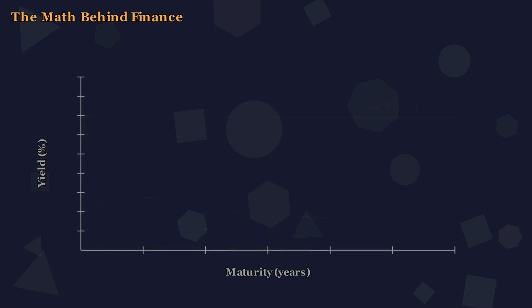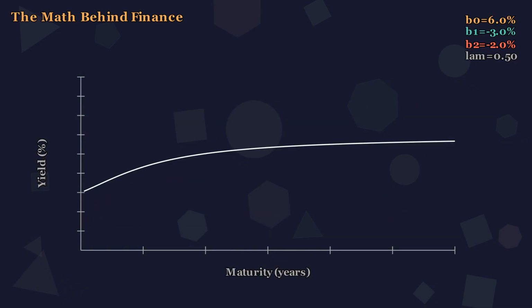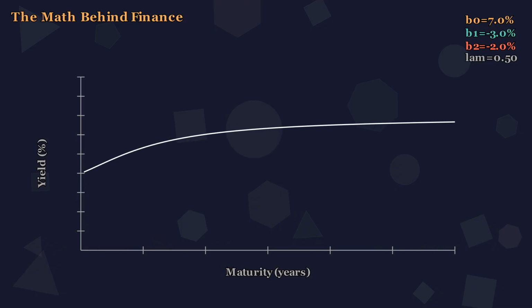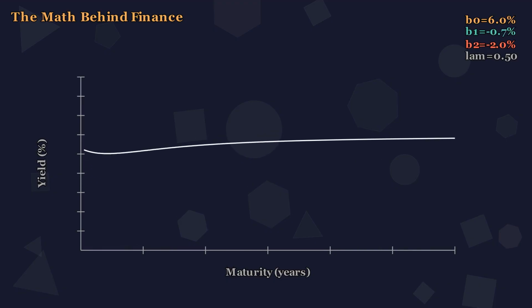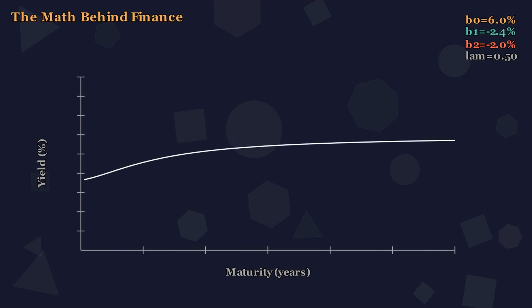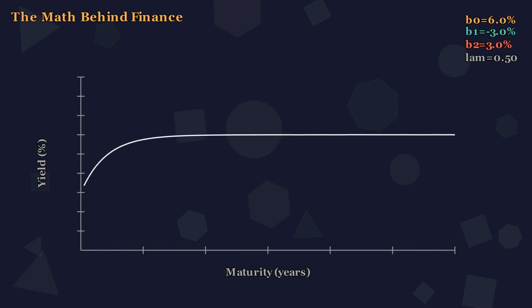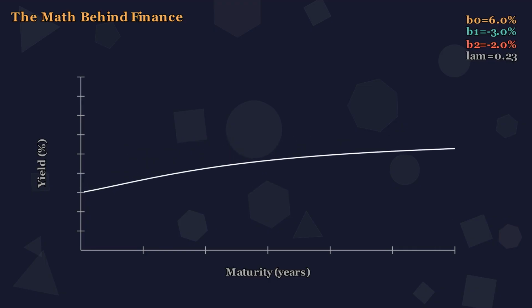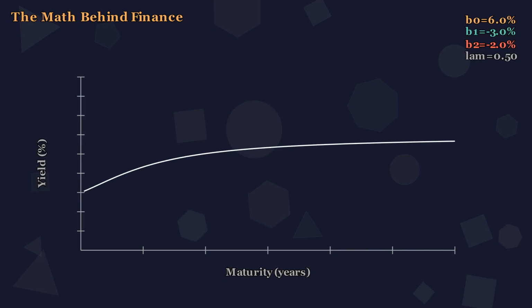Now watch what each parameter does to the yield curve. Here is our baseline curve. When I raise beta 0, the entire curve shifts up uniformly. This is a level shift, back to baseline. Now I raise beta 1. The short end rises while the long end stays put. The curve flattens and eventually inverts, back to baseline. Raising beta 2 lifts the middle of the curve, creating a hump, and back. Finally, reducing lambda pushes the curvature peak out to longer maturities.